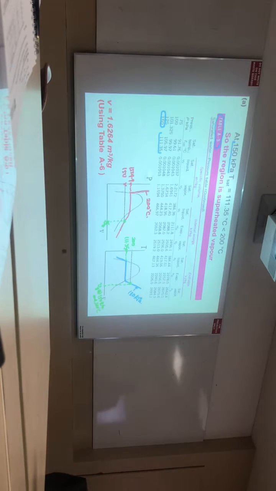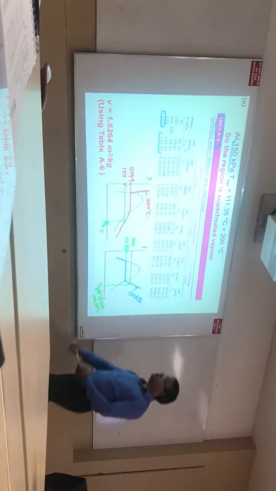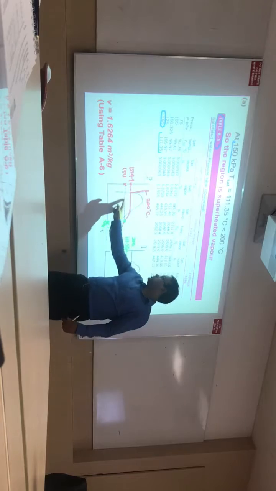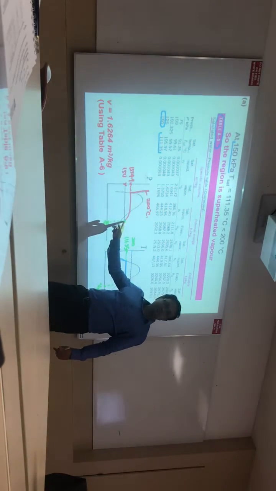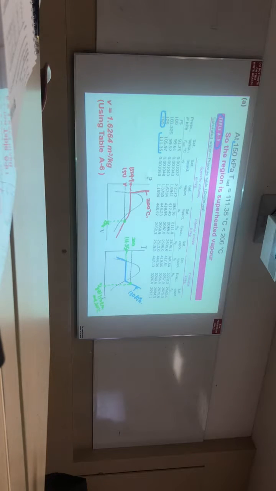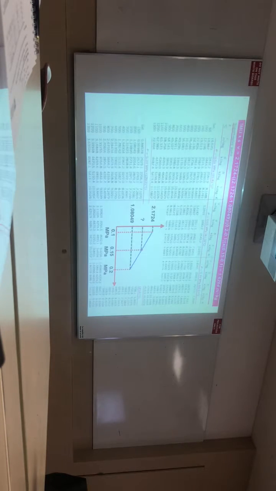This is Vg, right? With respect to 200 degrees Celsius, this line and this pressure. Now I am going to table A6. May I go now? So now listen carefully, not easy.